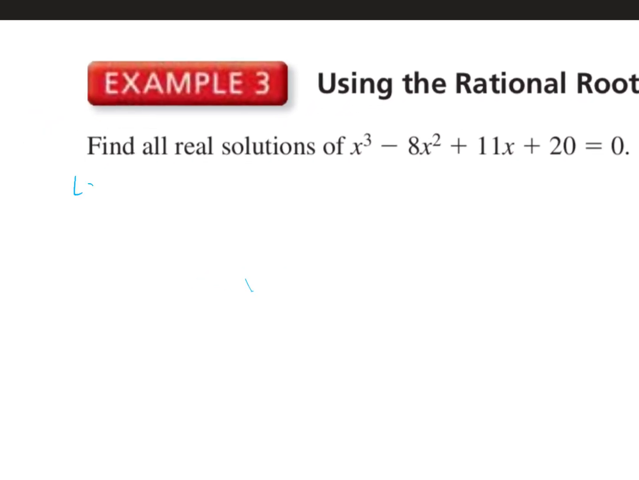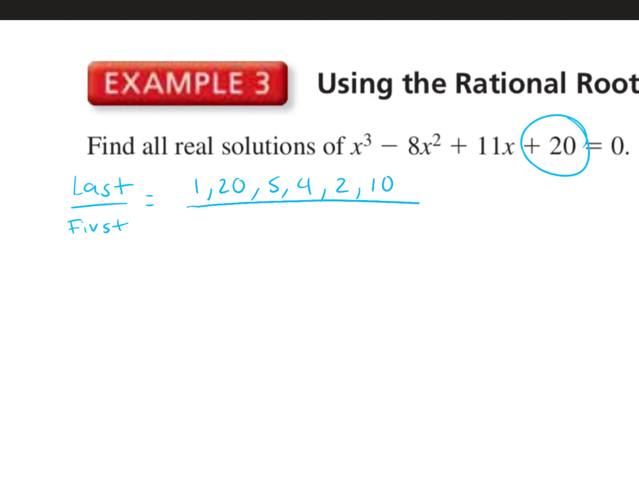So we're going to find factors of our last and divide it by factors of the first. What are factors of 20? 1 and 20. 5 and 4. What else? 2 and 10. Awesome. Perfect. That's all of them. And we have the positive or negatives of them. So we'd say plus or minus, because it could be -4 times -5. So the positive and negatives work.